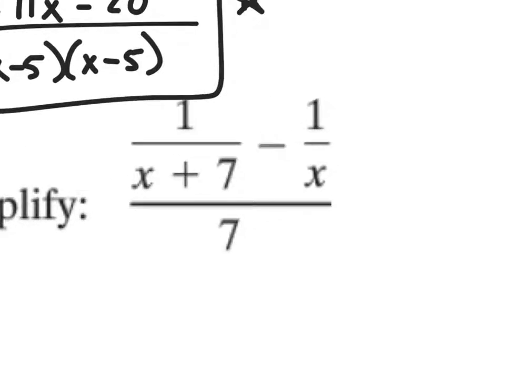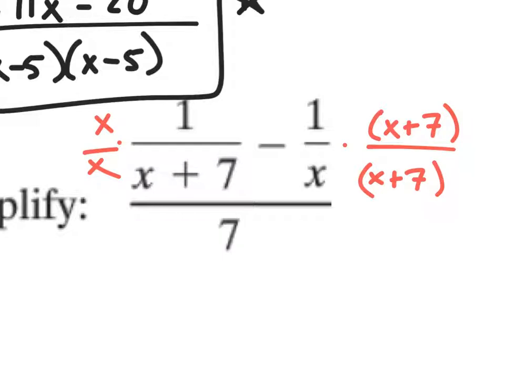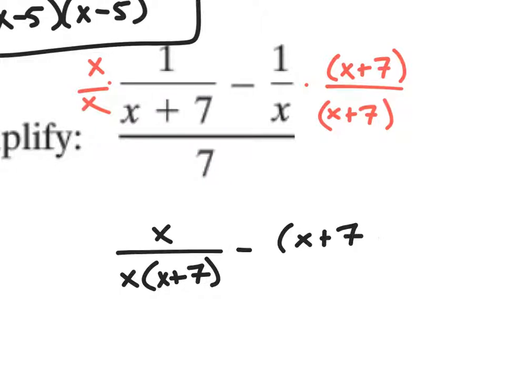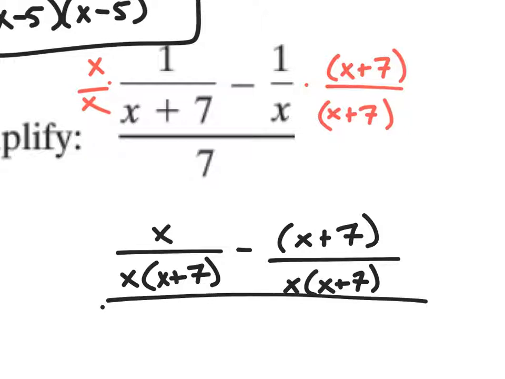All right, I've got 1 over x plus 7 minus 1 over x, and it's all divided by 7. So here, all right, what I got, I'm going to multiply this one by x over x, multiply this by x plus 7 over x plus 7. And the reason why I did that, guys, is because I have two fractions here that I need to turn into 1. Okay, so I need to subtract them together and get a common denominator. So now what I've got is x over x times x plus 7 minus the quantity x plus 7 over x times x plus 7. All right, and this is all over 7.